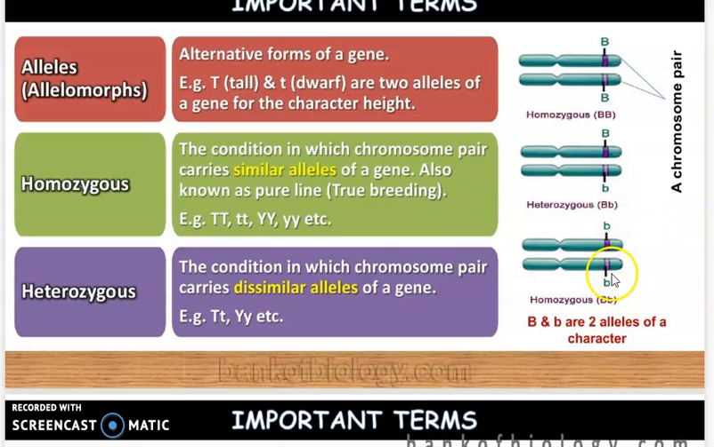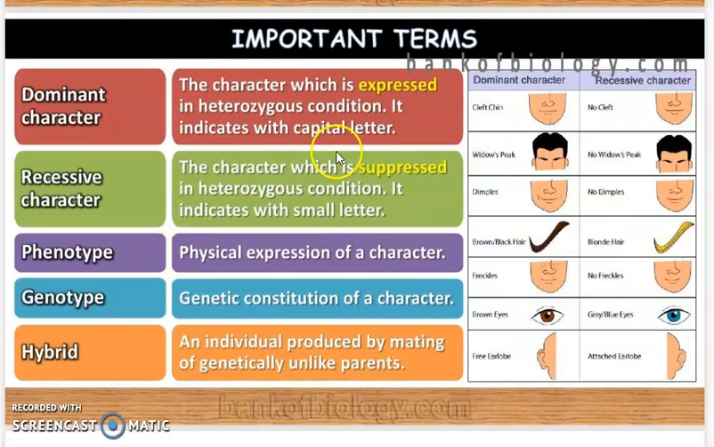The same kind of characters code in the alleles, so they are again homozygous. Right? See about the dominant trait now. The characters which are expressed in heterozygous condition are indicated with a capital letter.